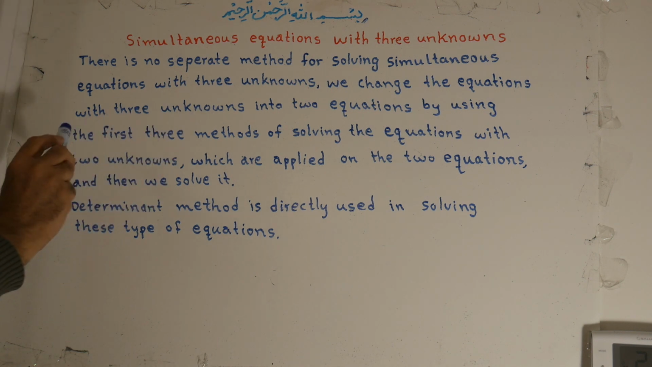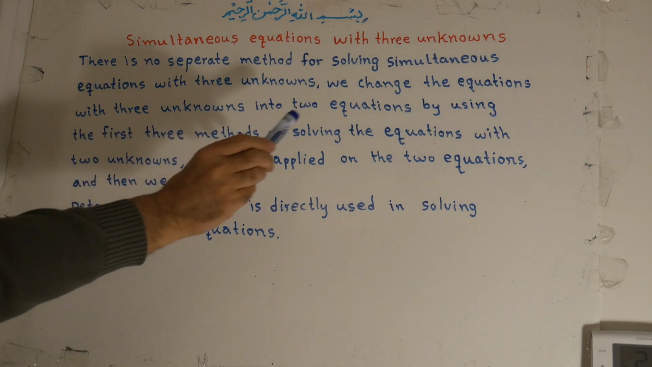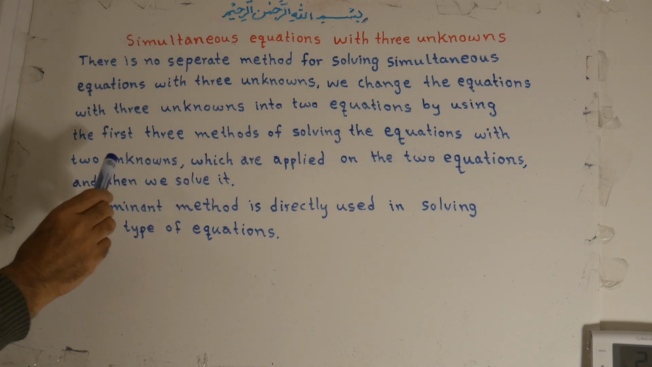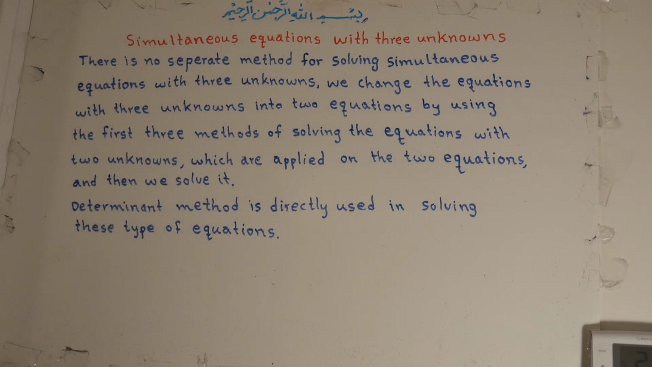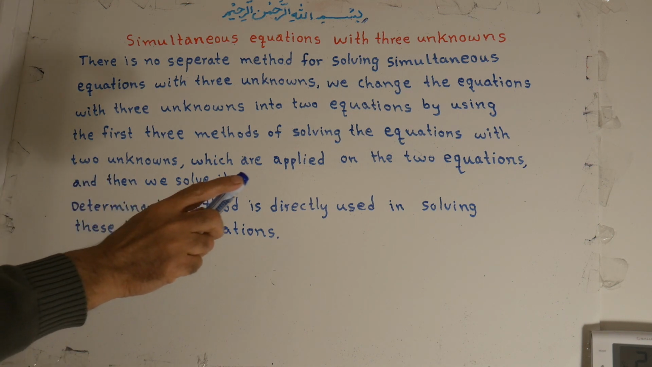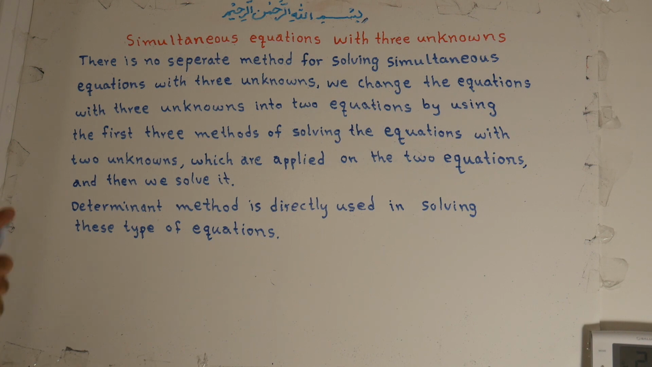We change the equations with three unknowns into two equations by using the first three methods of solving the equations with two unknowns, which are applied on the two equations, and then we solve it. The determinant method is directly used in solving these types of equations. I repeat for you, there is no separate method for solving simultaneous equations with three unknowns.